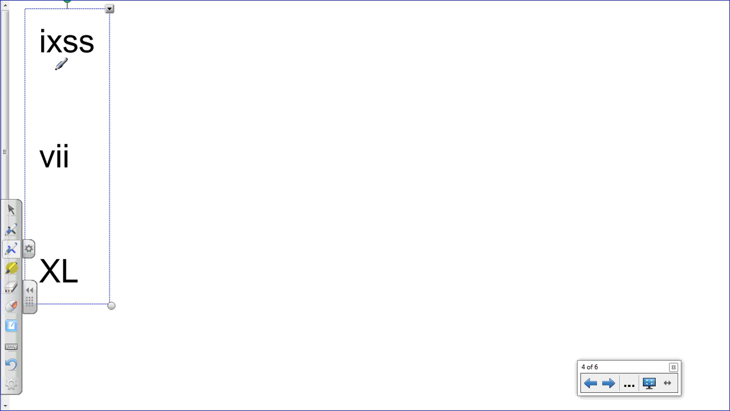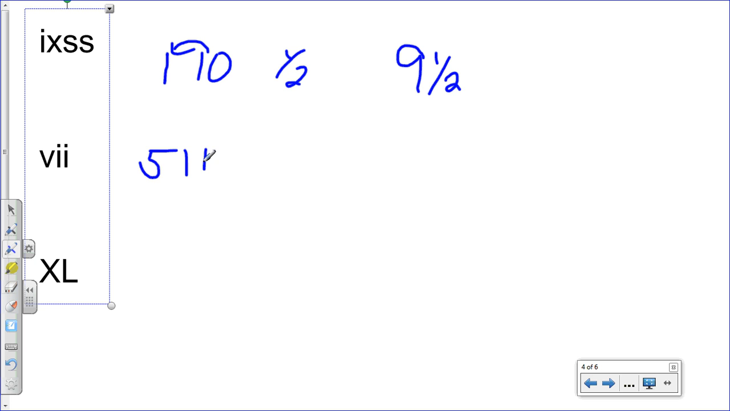Go to the next one. We've got IXSS. The I is 1, X is 10, and then we have a half. Smaller number to the left means subtract, so that's 9, and that's 9 and a half. We have VII. V is 5, and we have 1, we have 1. Smaller numbers are to the right, so we're adding 5 plus 1 plus 1, which gives us 7. And then we have XL. X is 10, L from before was 50. Smaller number to the left means subtract, so we get a nice 40.